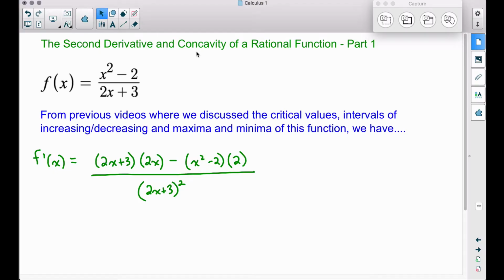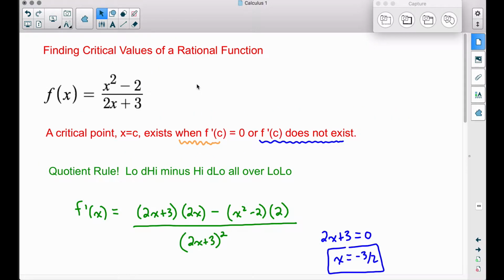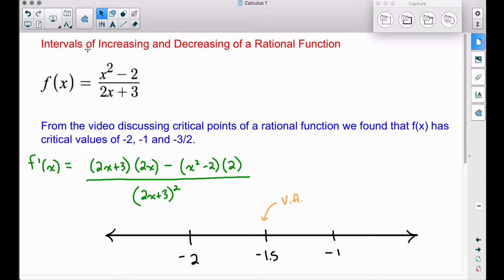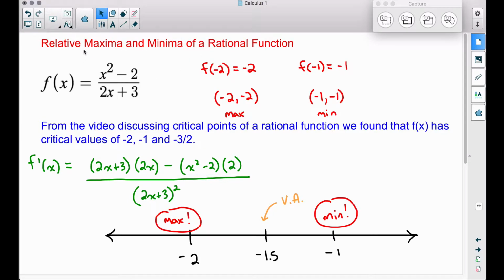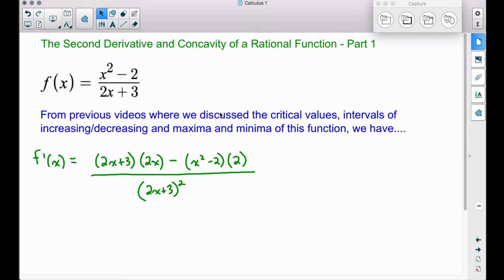In this video, we're going to talk about the second derivative and concavity of a rational function, and this will be part one of a probably part two series on discussing the second derivative and concavity. In previous videos, we have been working with this function quite a bit. We have found the critical values of the rational function. We have also found the intervals of increasing and decreasing of this same function. And then we talked about the relative maxima and minima of this rational function. Each video is broken up into parts so that you can build up to this point now where we're going to talk about the second derivative.